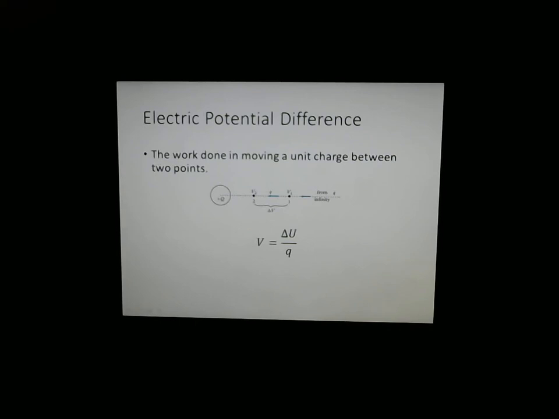I did say 1 proton earlier. No, it won't be 1 proton, it'll be 1 coulomb of charge. So definitely not a proton. I should fix that up.